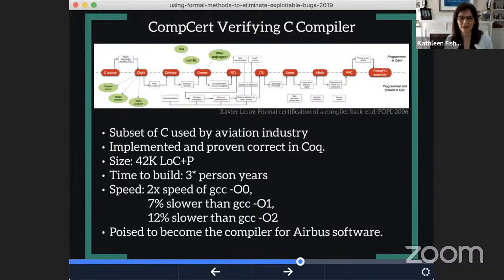The speed of the resulting compiler: it's twice as fast as GCC at 0 level of optimization, 7% slower at O1 and 12% slower at O2. So quite an impressive feat.